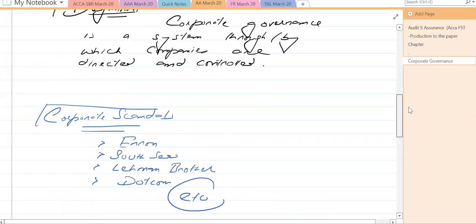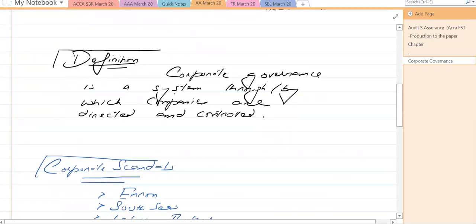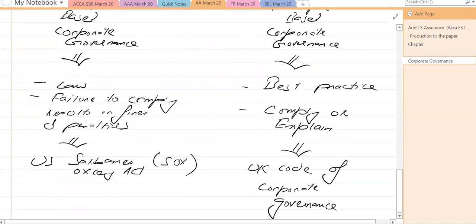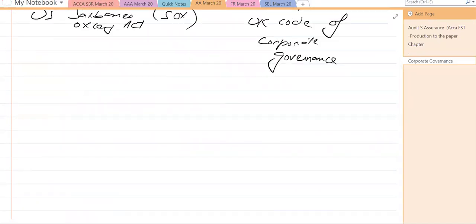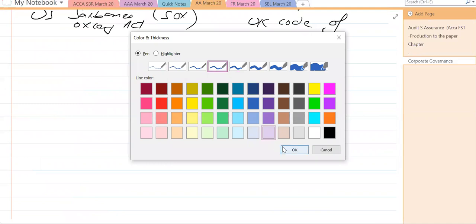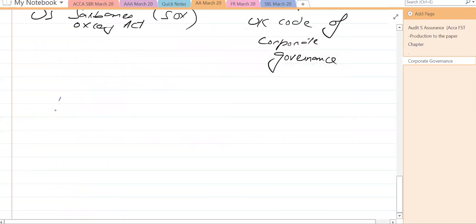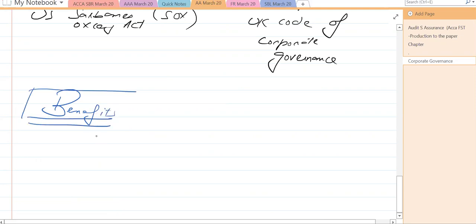So the corporate governance is the system by which companies are directed and controlled. It provides the best practices and rules or guidelines that the company should follow. Now, what are the benefits of following those provisions which are mentioned either in the rules or in the best practices? What are the benefits to the company of following the corporate governance?